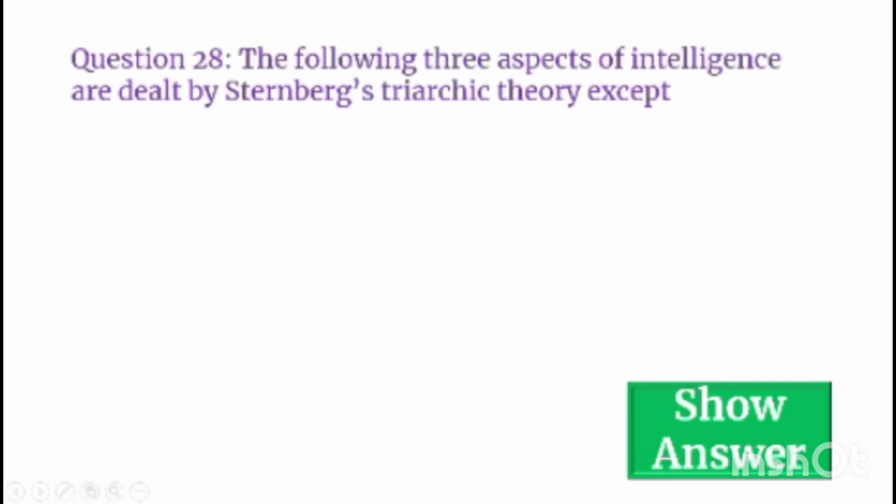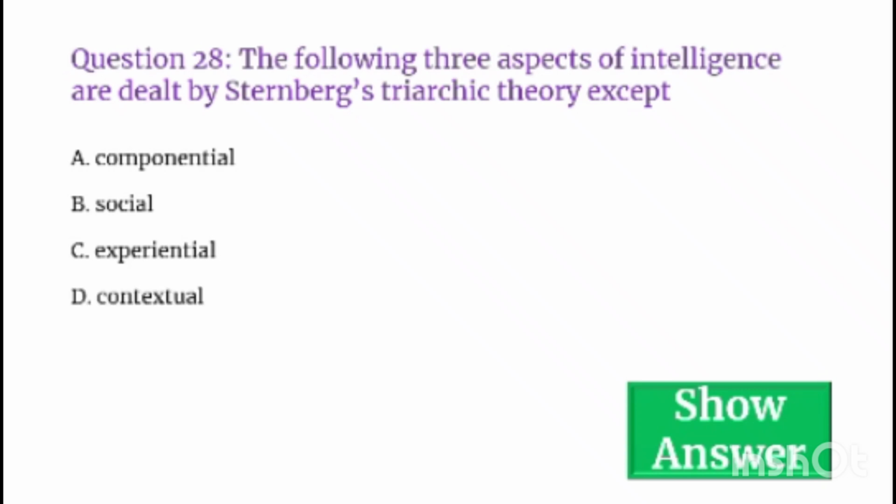Question number 28 on the screen. The following three aspects of intelligence are dealt with by Sternberg's triarchic theory except: A. Componential, B. Social, C. Experiential, D. Contextual. So we will go with the option social.